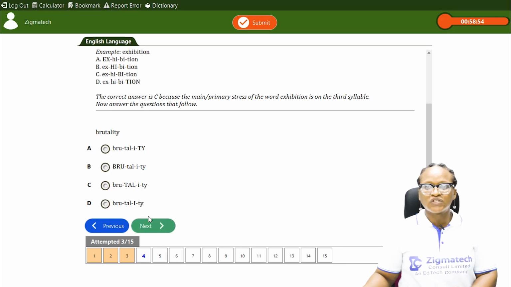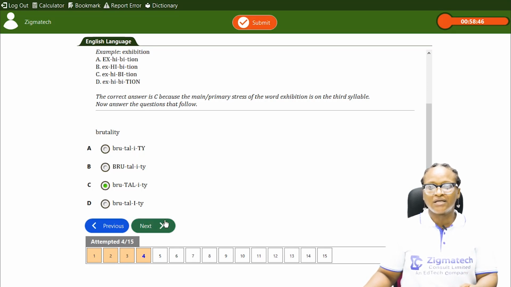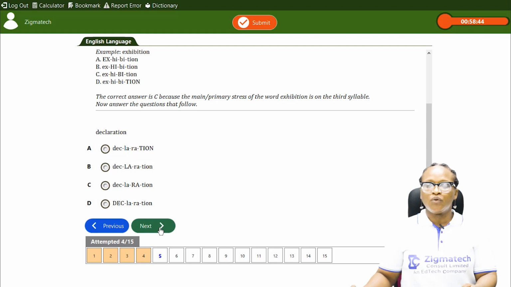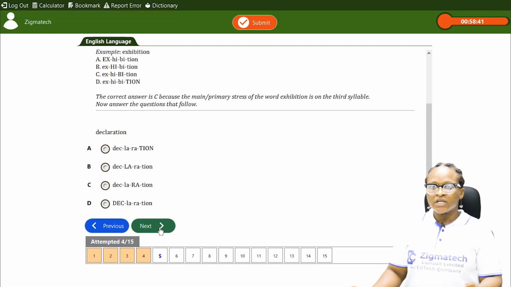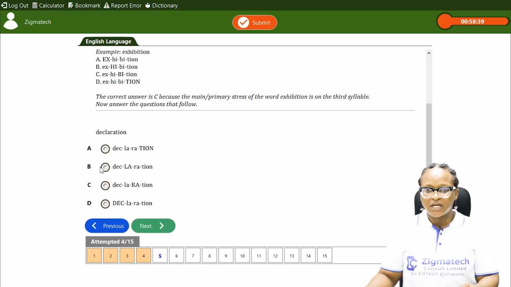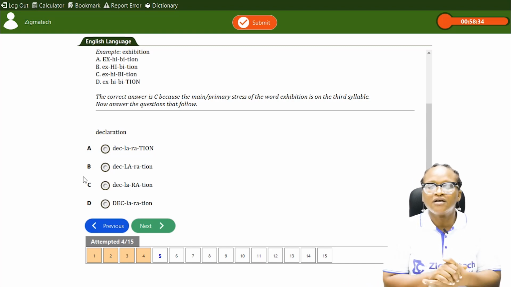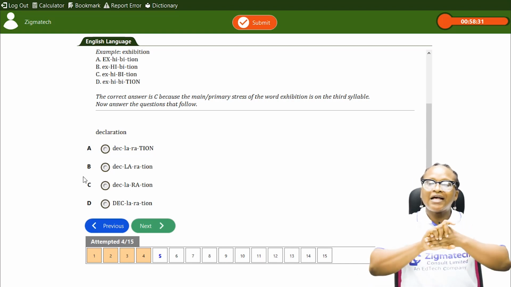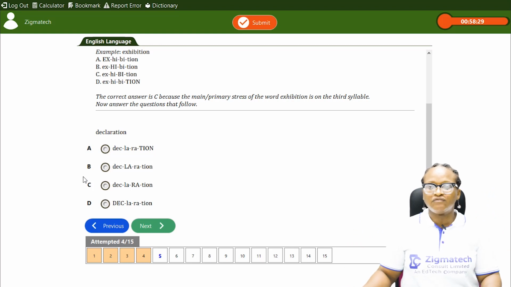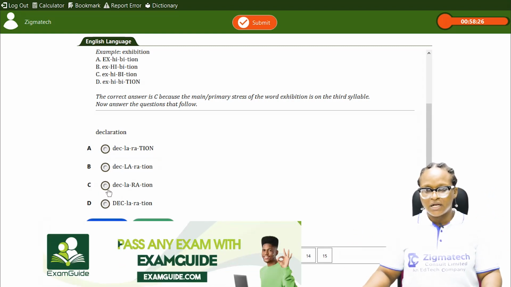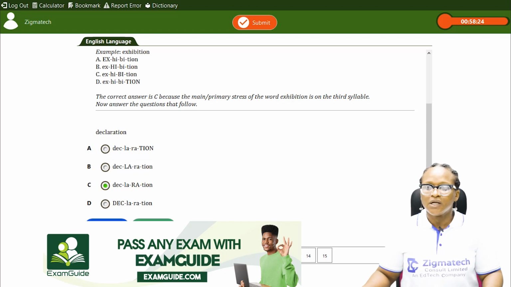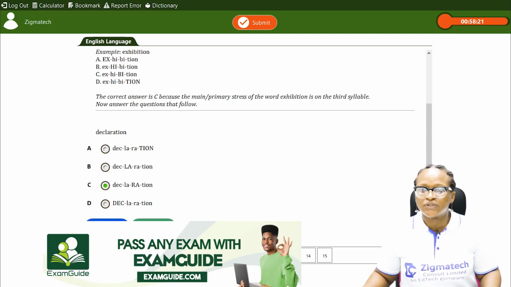Then I have words that end with T-Y. That's what? Brutality. We said that words that end with T-Y are stressed at the third syllable from behind or the second syllable from the beginning. Then we have the word declaration. This was practically taught. We said words that end with T-I-O-N, S-I-O-N, I-C, three-letter words, four-letter words are stressed on the penultimate. So I have declaration. That's penultimate syllable.